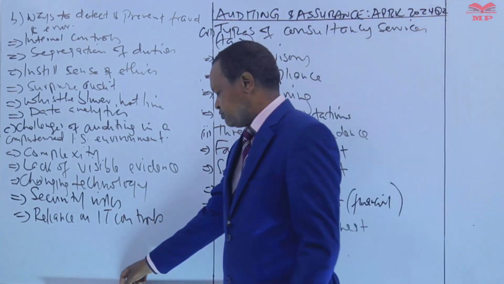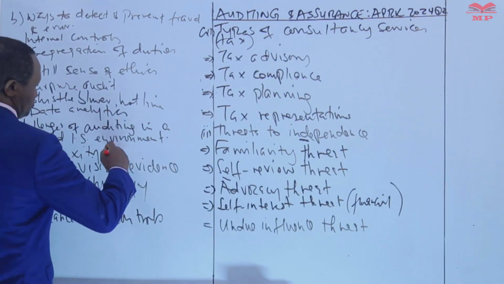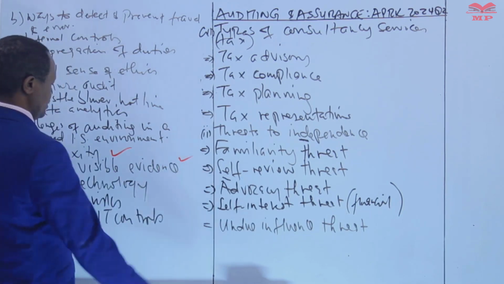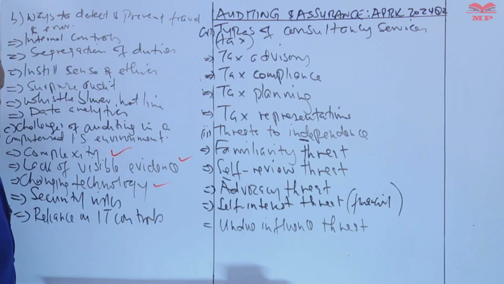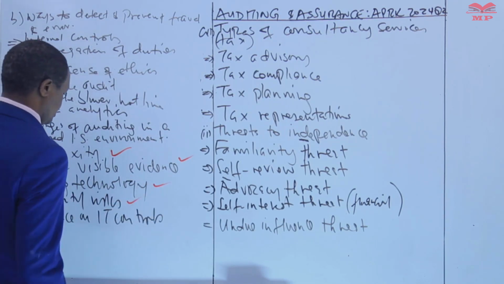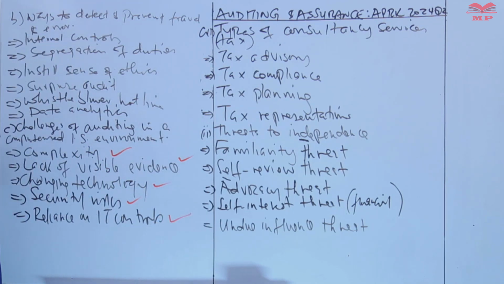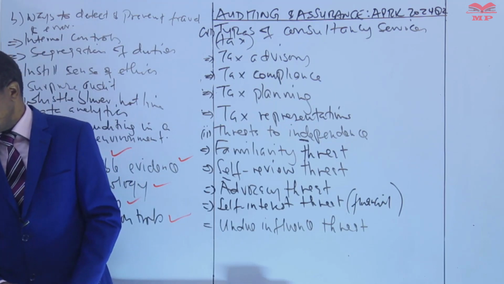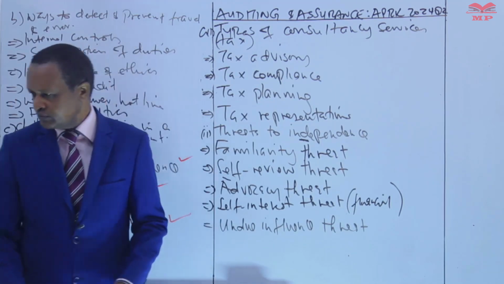Complexity. Please memorize, understand. Complexity. Lack of visible evidence. Changing technology. Security risks. Reliance on IT controls. All right, so we've answered that question.